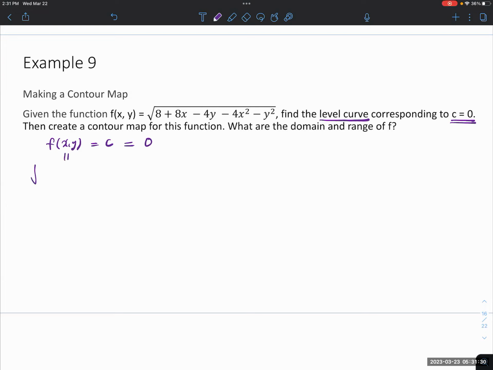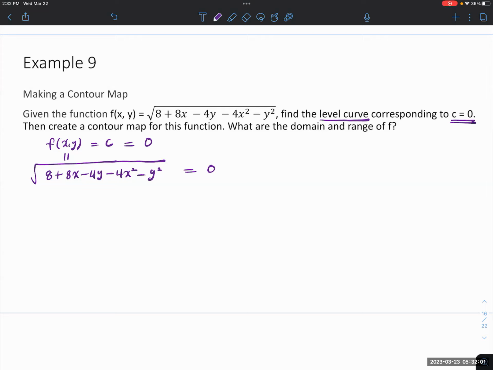Now this one is the square root of 8 plus 8x, 4y, 4x squared, y squared. Now that is equal to 0. Does it make sense? I didn't do any special fancy technique. I literally used the definition to find out some equation. They say f of x, y is given, and then c equal to 0. So therefore, this expression is equal to 0.